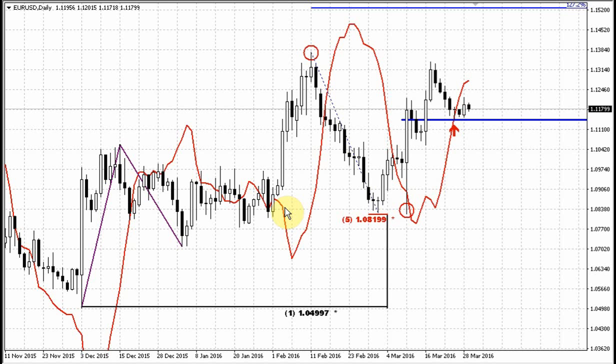Welcome everybody, guys. Today we will take a look at the euro currency again. Actually, not because the euro currency shows some really big shifts in the price action, but we need to clarify some moments that are forming right now.